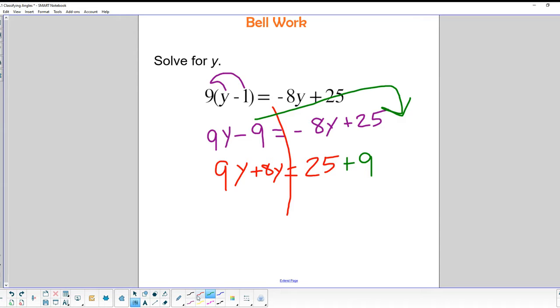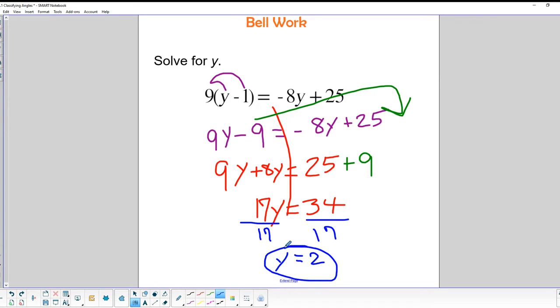All right, let's collect our like terms. 9 plus 8 is 17. So we have 17y equals, and we have 25 plus 9, which is 29, 30, 31, 32, 33, 34. So 17y equals 34. When we divide both sides by 17, we sure indeed get y equals 2. All right, so let's keep it going here.